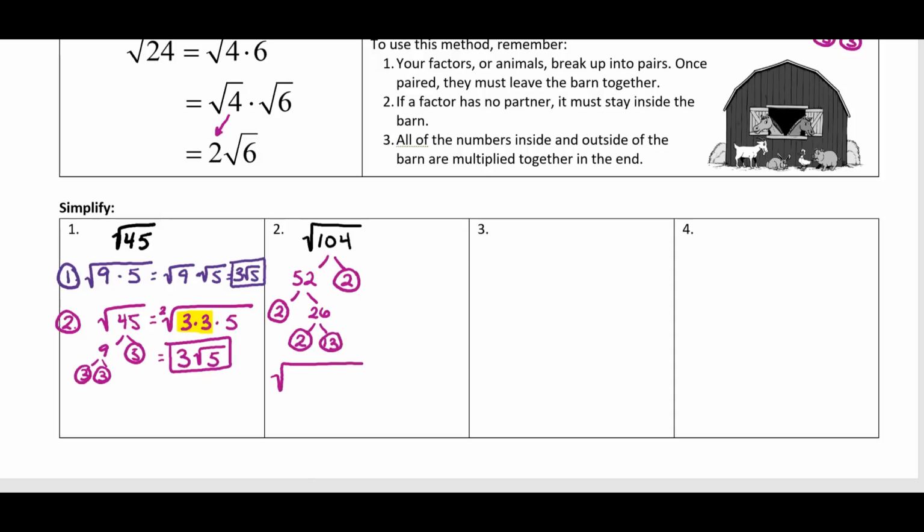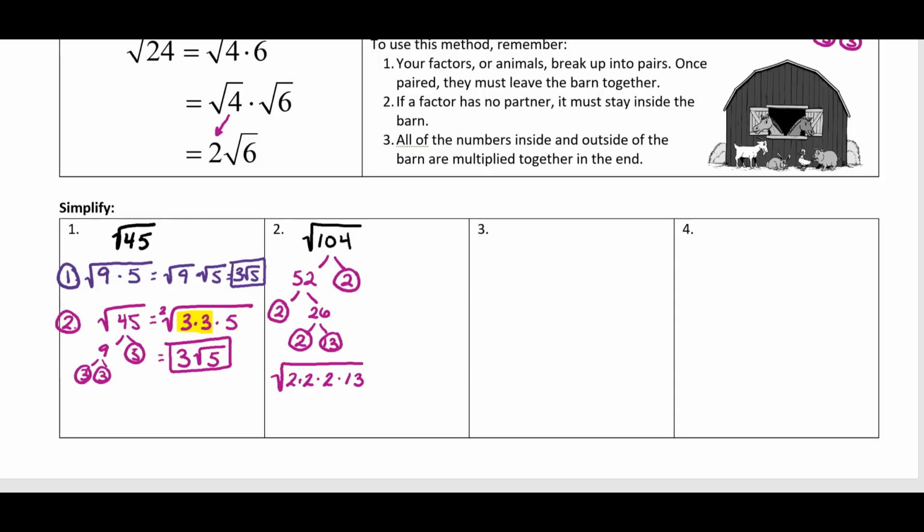So this is the square root of 2 times 2 times 2 times 13. And I always circle my prime numbers so that I make sure I get them all. It's easy to leave off a 2 if you're not paying attention. So if you want to double check, multiply all of these back together and you should get 104.